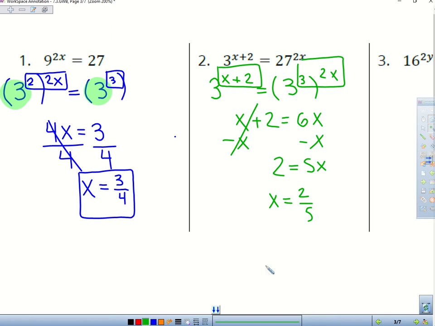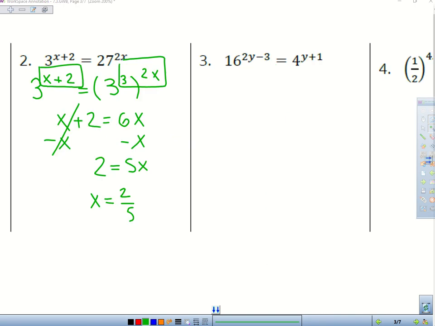Make sense? So the goal is to get like bases. Like bases. And then the rest is just simple algebra. And try number 3. So I want to get like bases. So what's another way to write 16? 4 to the 2nd power. Good. 4 to the 2nd power.